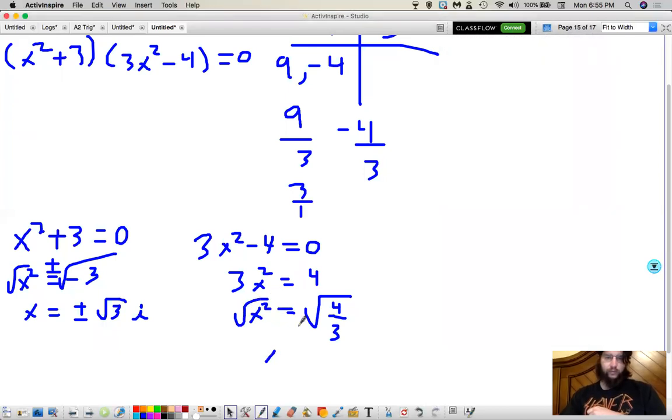Oh, sorry. Square root both sides. x equals, don't forget your plus or minus. So plus or minus 2 square root of 3 over 3.